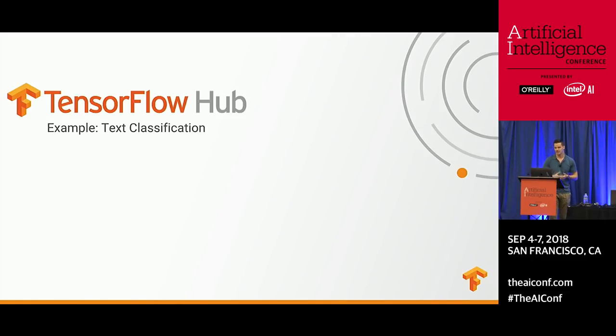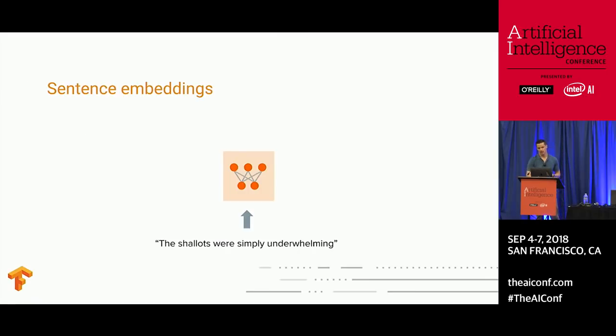Let's go through a quick example for text classification. Let's say I'm a startup and I want to build a new model that takes restaurant reviews and tries to predict whether they are positive or negative. In this case, we have a sentence. And if you've ever tried to train some of these text models, you know that you need a lot of data to actually learn a good representation of text.